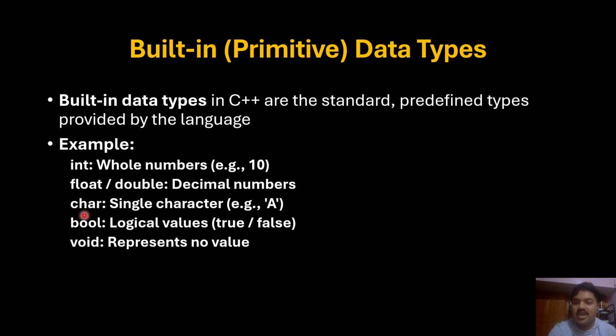Then comes character, char. It is used to define a single character value, and it is always defined using single quotes. An example is single quote A. Then comes bool. Bool is also known as boolean values, which store logical values, either true or false. And void represents no value. Void means empty. So built-in data types are the data types in the standard library that can be used anywhere.